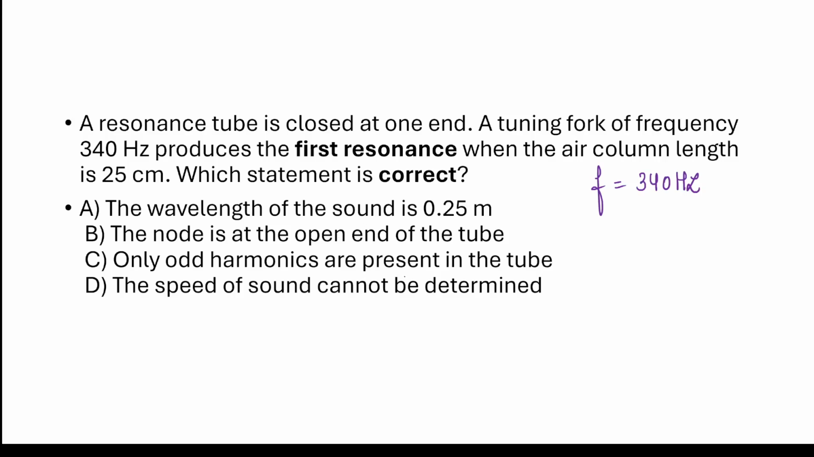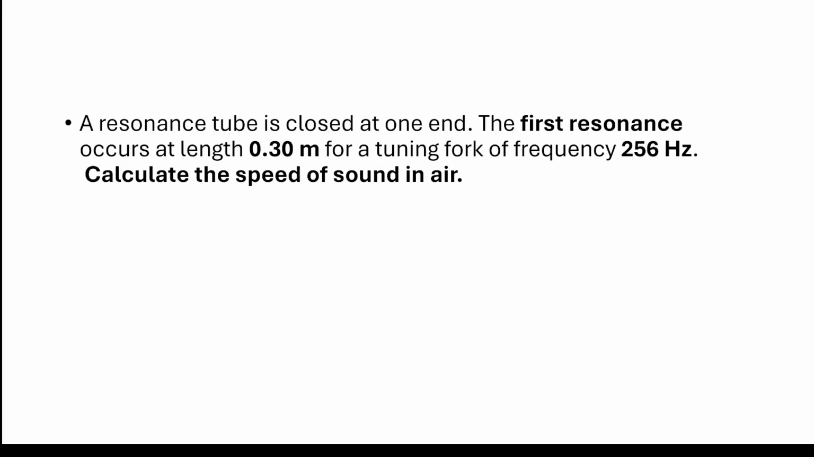The node is at the open end. At the open end, you have an antinode. So this is clearly wrong. Only odd harmonics are present in the tube. Yes, that is right, because what kind of tube is it acting like? It is acting like a closed end, the water is acting like the closed end. So this is right, and this is wrong. Clearly, we are using this method to calculate the speed of sound.